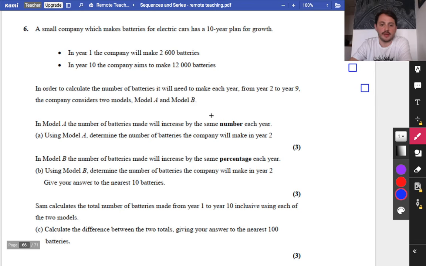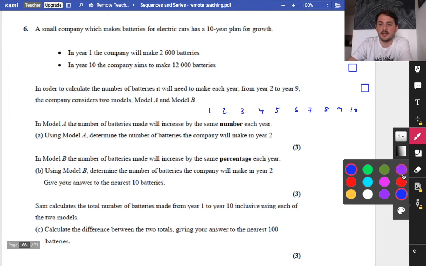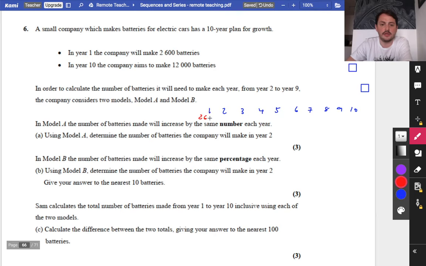In Model A, the number of batteries made will increase by the same number each year. Using Model A, determine the number of batteries the company will make in year 2. Okay, this one I find kind of trippy, so I need to think about how many increments it's going to be doing, okay? So here is 1, 2, year 3, 4, 5, 6, 7, 8, 9, 10. And it is starting off making 2,600 and it's going to go all the way to 12,000 batteries.